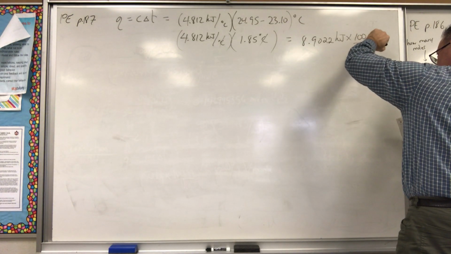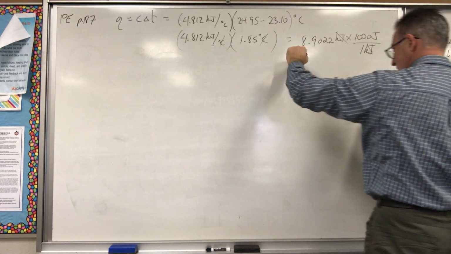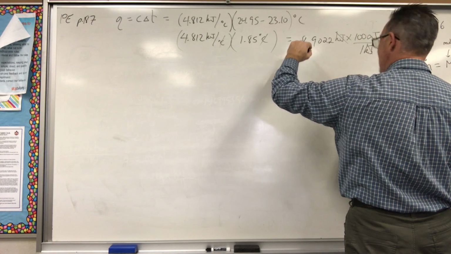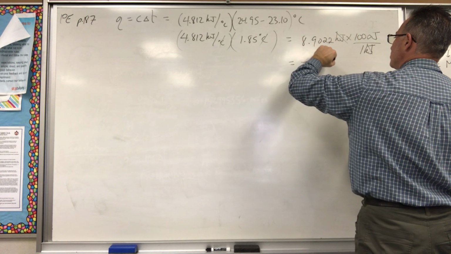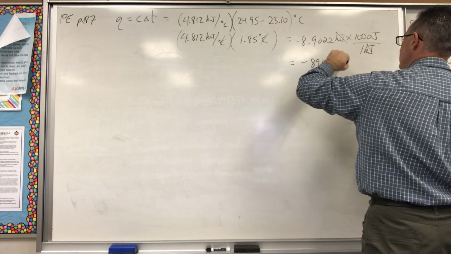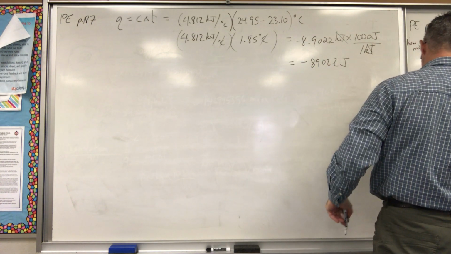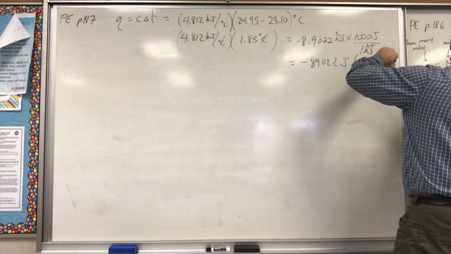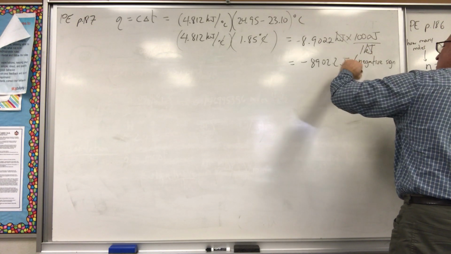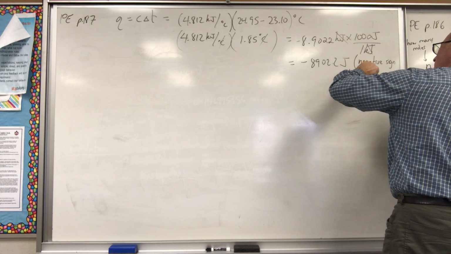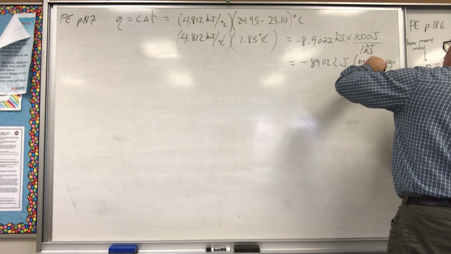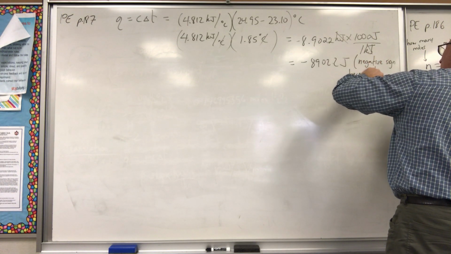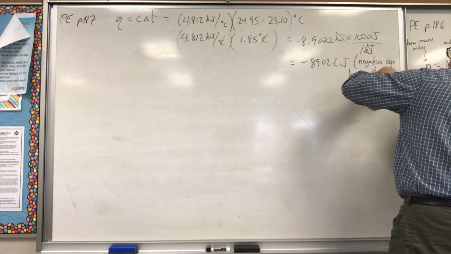And what we get is negative 8,902, I forgot to put the negative sign there, joules of energy. And I'm going to say negative sign because it's exothermic, meaning it releases heat.